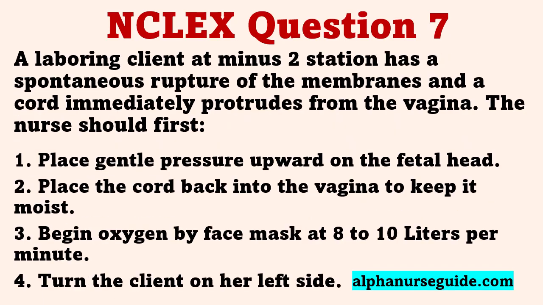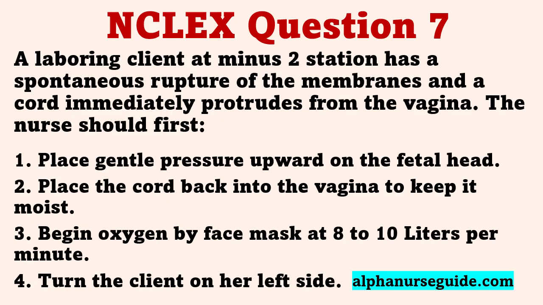A laboring client at -2 station has a spontaneous rupture of the membranes, and a cord immediately protrudes from the vagina. The nurse should first: 1. Place gentle pressure upward on the fetal head. 2. Place the cord back into the vagina to keep it moist. 3. Begin oxygen by face mask at 8 to 10 liters per minute. 4. Turn the client on her left side.